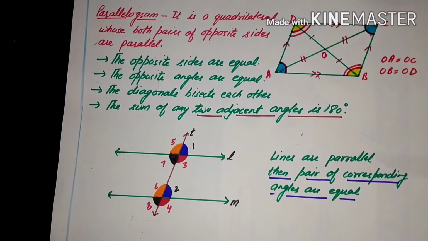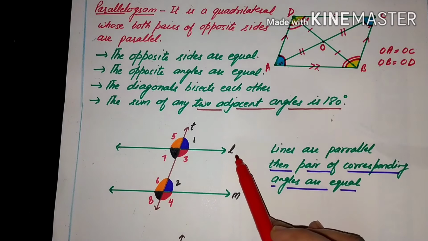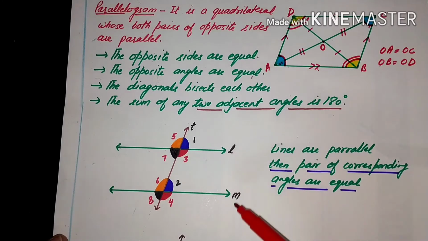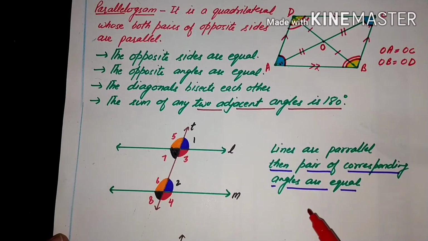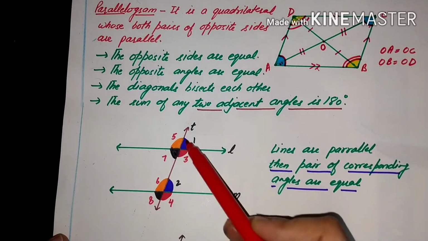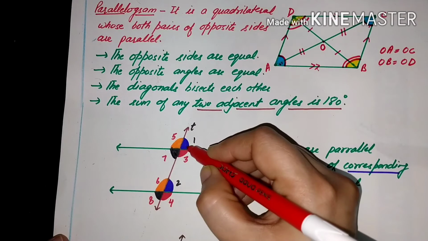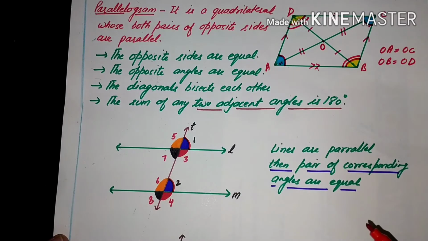Now in the 7th class we have studied about the lines which are parallel and the angles formed by the transversal. So if lines L and M are parallel here, then the pair of corresponding angles will be equal. Now what are corresponding angles? As you know, here if L and M are parallel lines and T is a transversal, so this angle 1 and angle 2, they are corresponding angles and they would be equal.